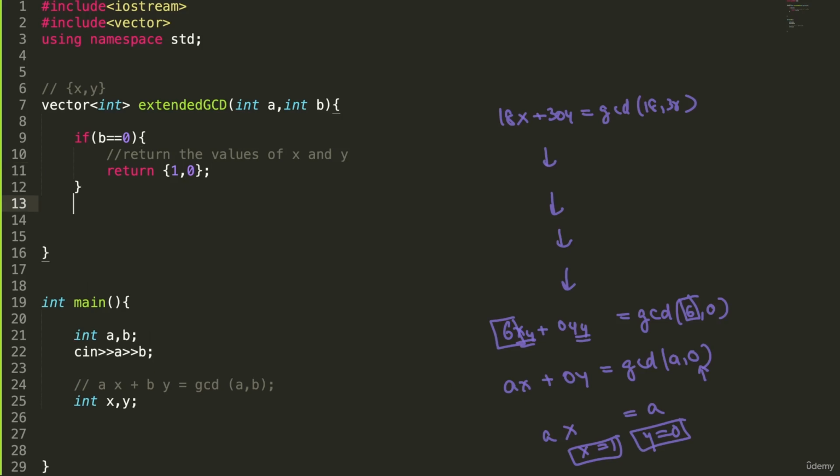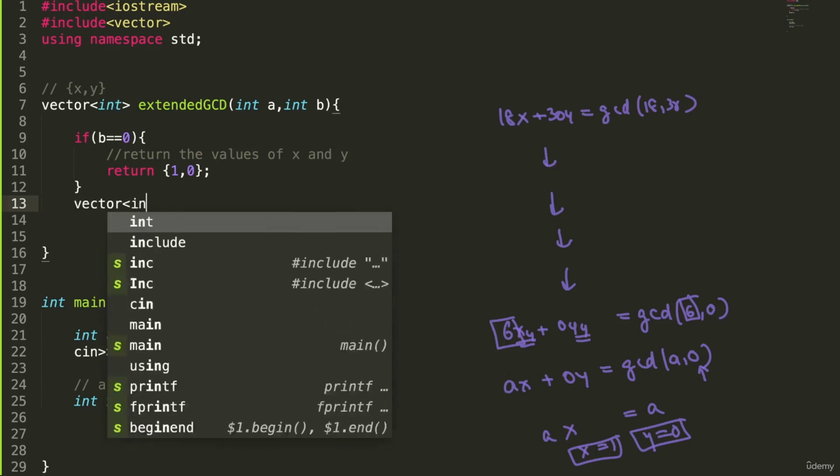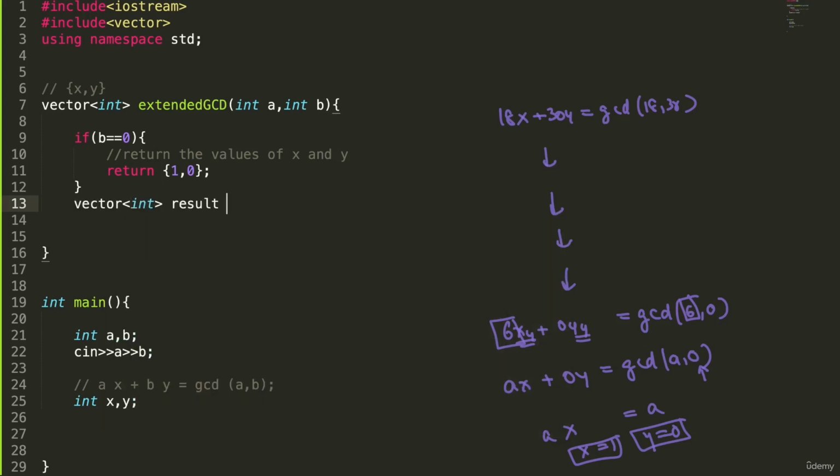In the recursive case, what we are going to do is first make a call. We are going to say vector int result from the call, which is equal to extendedGCD, and in a and b we pass b and a modulus b. This is what we have already discussed.